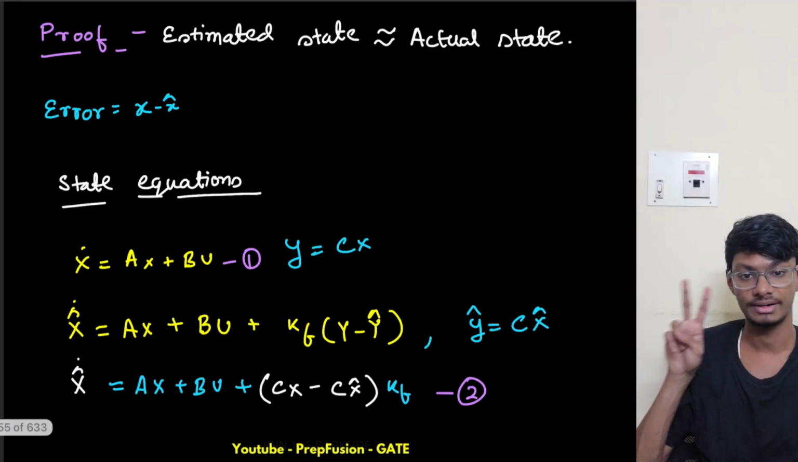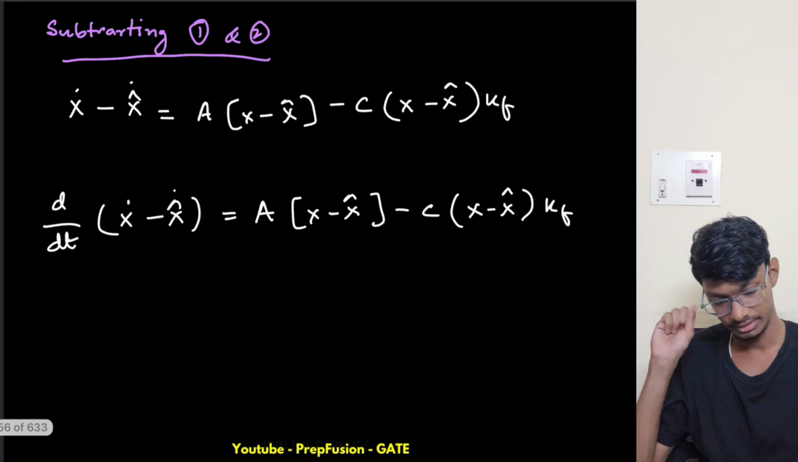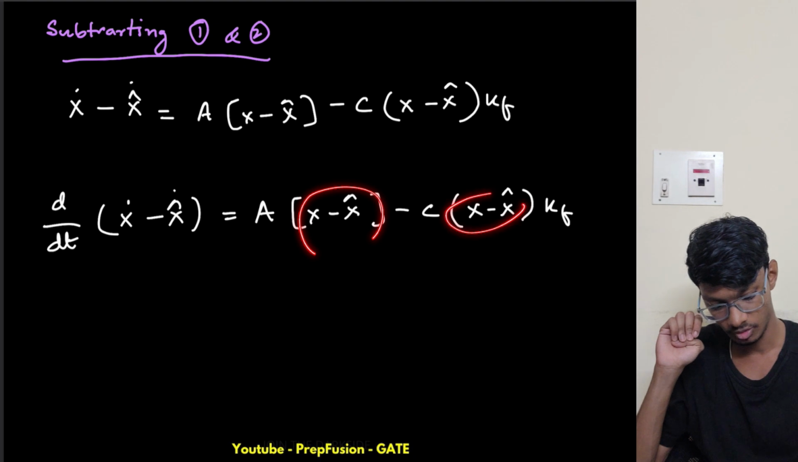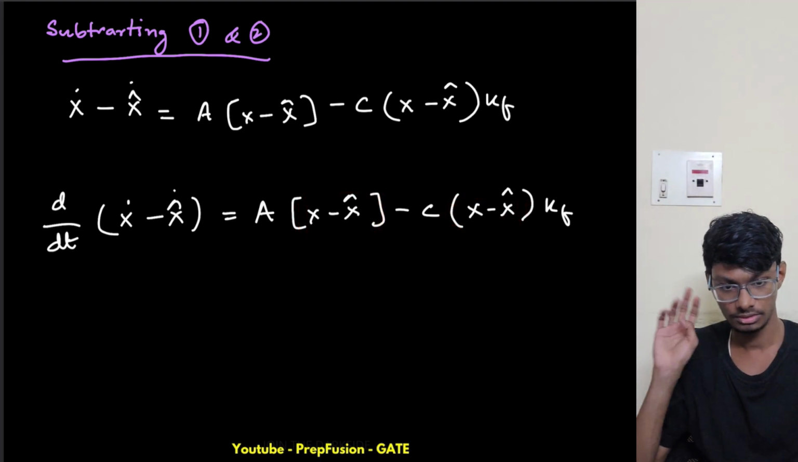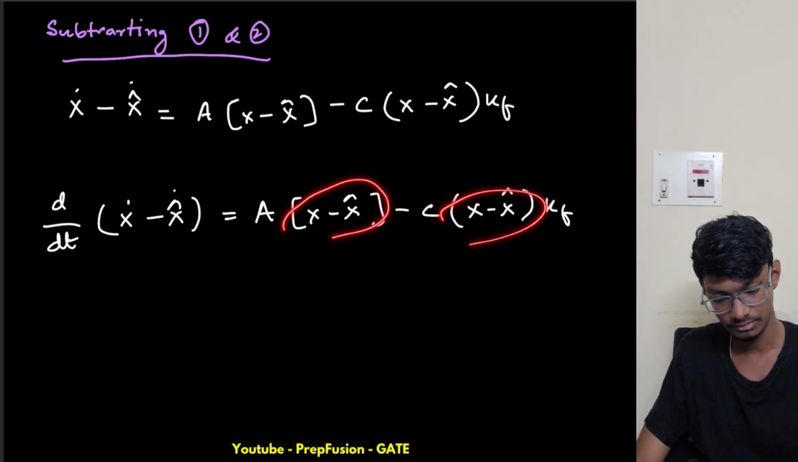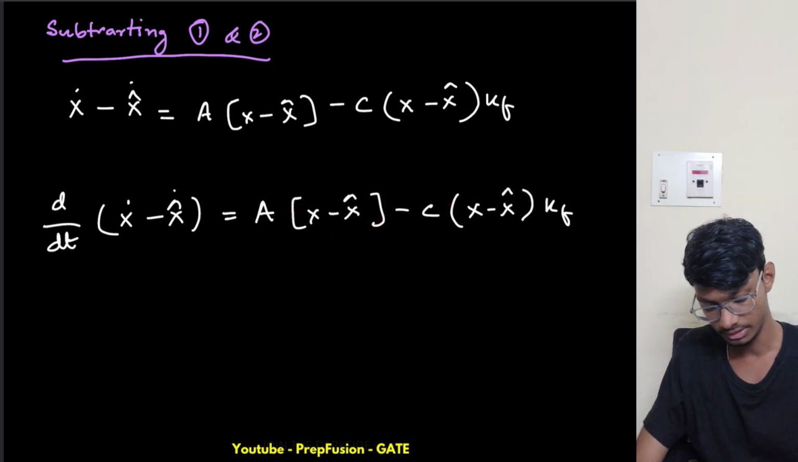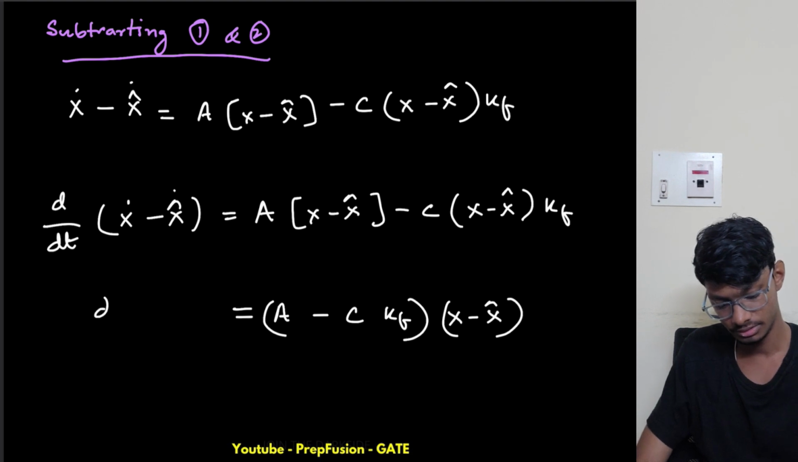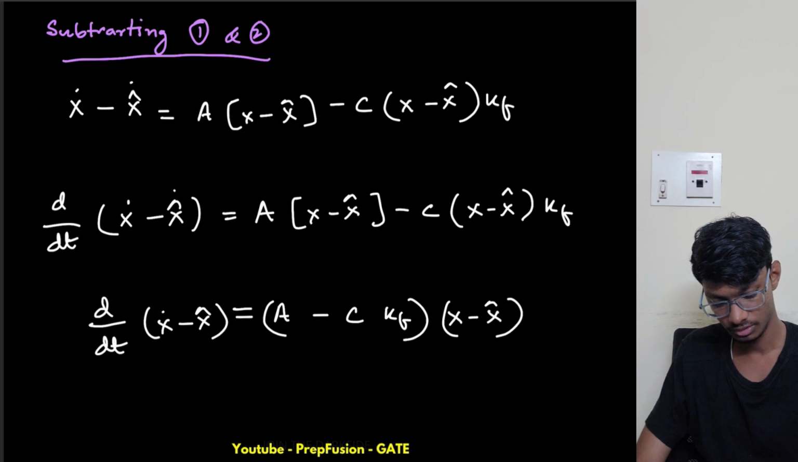This is my x minus x cap. Now what is my x minus x cap? So what I can do, I can take x minus x cap common here between these two, right? So this x minus x cap is just a function of time, so I can take that common. So this becomes a minus c kf into x minus x cap, okay. And this is d/dt of x minus x cap, okay.